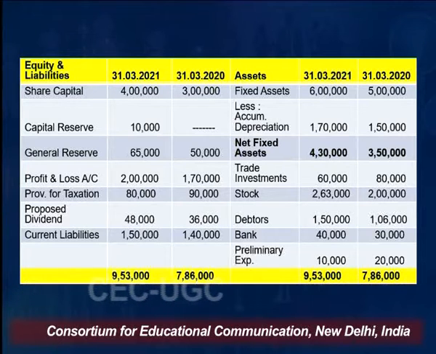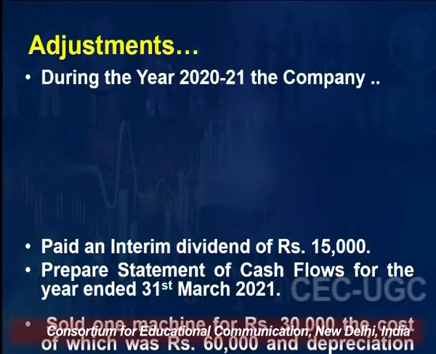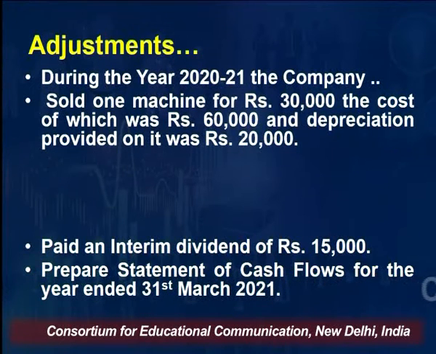Now this question is important from two aspects. Let me reiterate. First is the payment of interim dividend, and second is accumulated depreciation. When this is given, how to deal with this situation. First adjustment is that during the year 2021, the company sold one machine for rupees 30,000, and the cost of this machine was rupees 60,000, and depreciation provided on it was rupees 20,000.